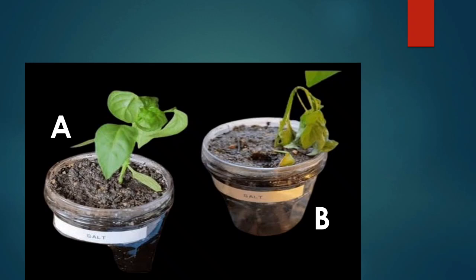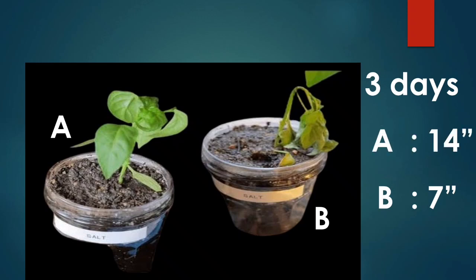So you decide to expose plant A to sunlight, and you put plant B in a shade where there is no sunlight, no light at all. After 3 days, you discover that plant B grew 7 inches taller, and plant A that you put in the sunlight grew 14 inches taller.